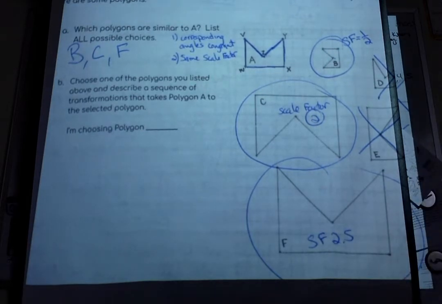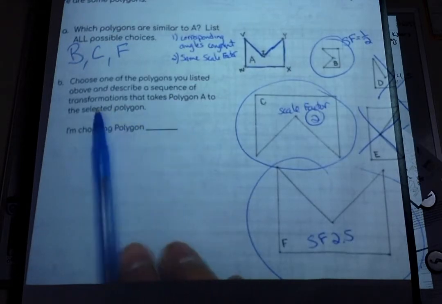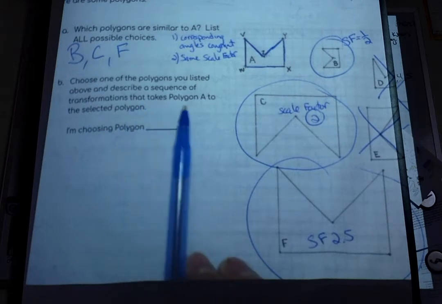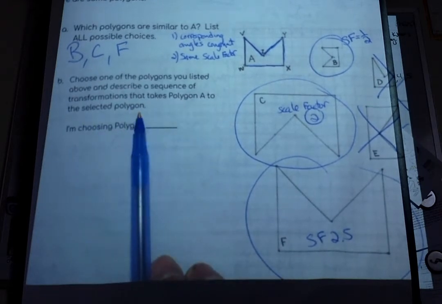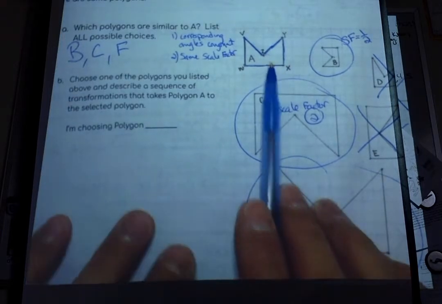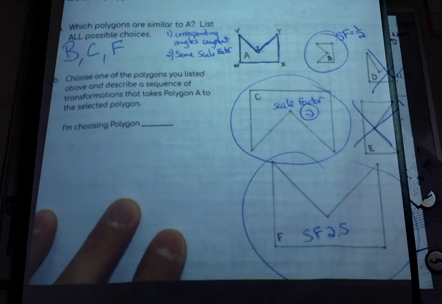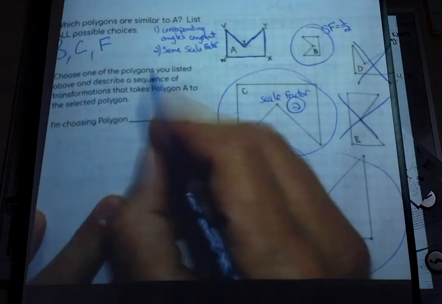The question is, in B, it says choose one of the polygons you listed above and describe a sequence of transformations that takes polygon A to the selected polygon. All right, so we're going from A, and we need to pick one of the 3. It doesn't matter which one you pick. I'll do the last one we just did. So I'm going to pick letter F.